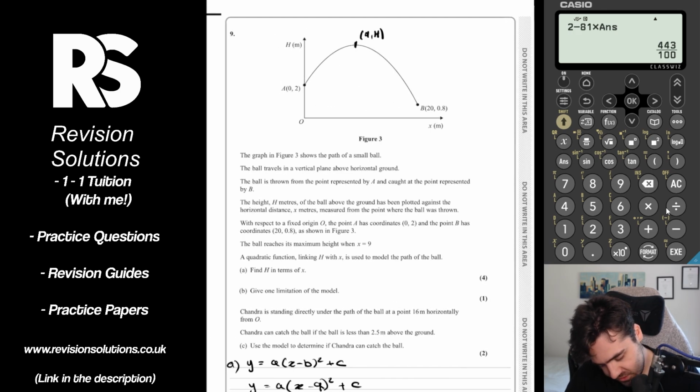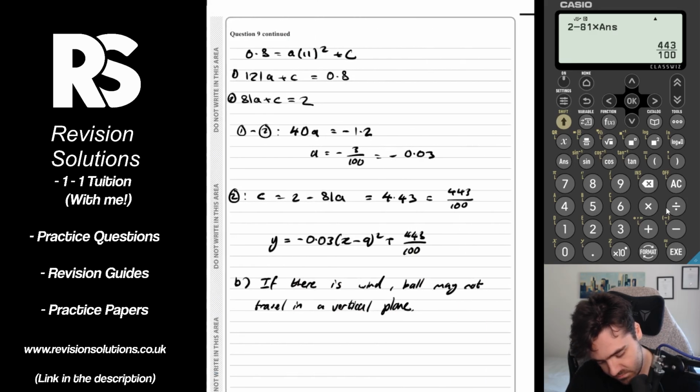Okay, then it says Chandra is standing directly under the path of the ball at a point 16 meters horizontally from O, so this is x equals 16 here. Chandra can catch the ball if the ball is less than 2.5 meters off the ground. So it's basically saying this distance, h, must be less than 2.5. All we need to do then is plug in 16 and see what our model tells us, to see if Chandra can catch the ball.